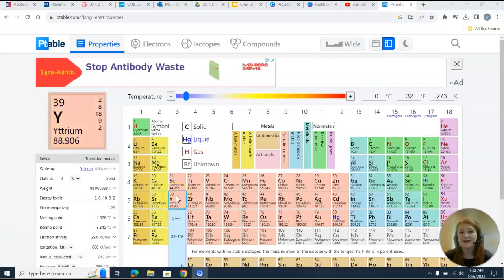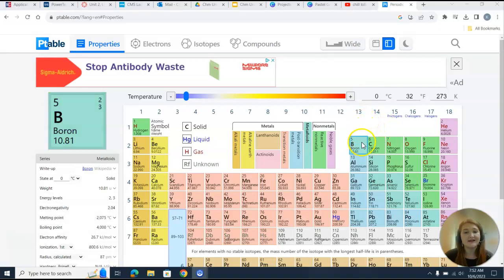All of the elements in group 2 will have 2 valence electrons. We're going to skip the transition metals for now because transition metals can have varying amounts of valence electrons, so we'll talk about that a little bit later. And then over here, remember groups 13 through 18, these are also labeled as groups 3A to 8A. These are the same thing. The group number corresponds with the valence electrons.